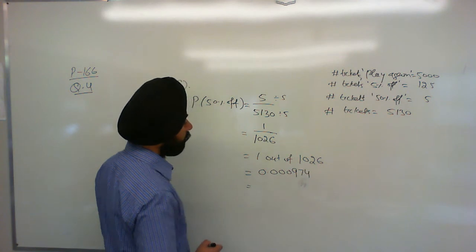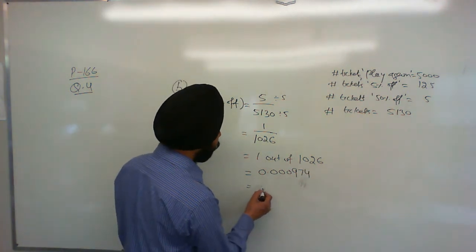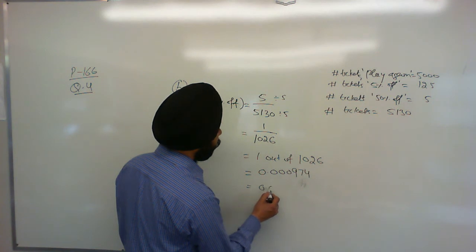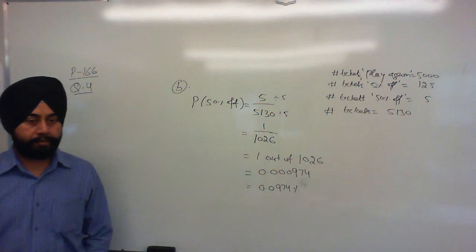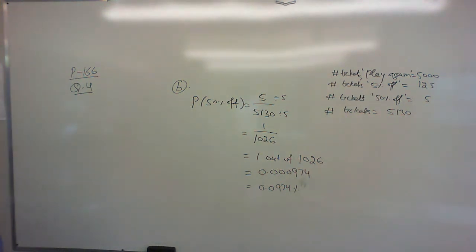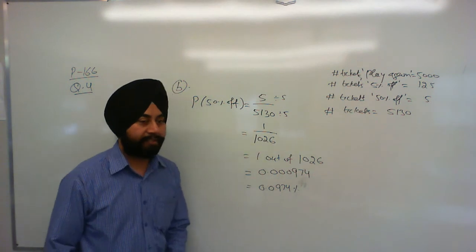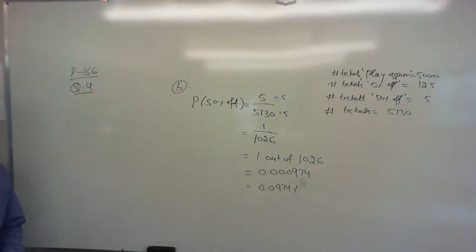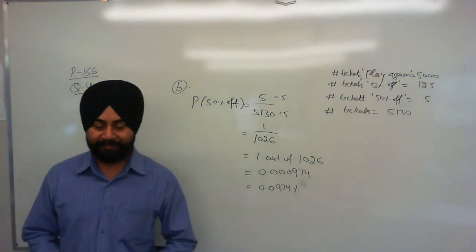And what will this be in percent? You multiply this by 100, that will be 0.097%. It's a very, very small probability. There are very thin chances of winning a ticket like that. That's what these grocery stores do, but you still go there thinking, probably I will win. There are only these many chances of winning.